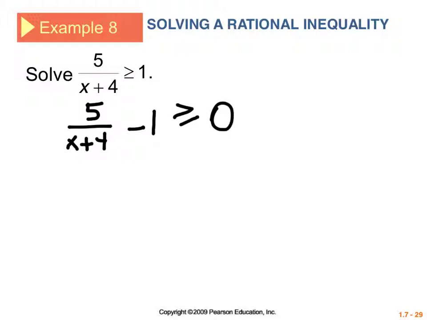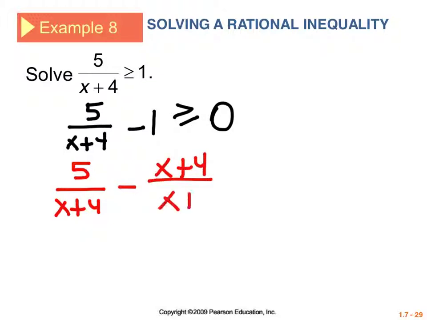Now to make this into just one side with a fraction, I'm going to have to transform this -1 into something that has a common denominator with x plus 4, which of course I'm going to have an x plus 4 as my denominator. So this is going to become 5 over x plus 4 minus x plus 4 over x plus 4, which is greater than or equal to 0.